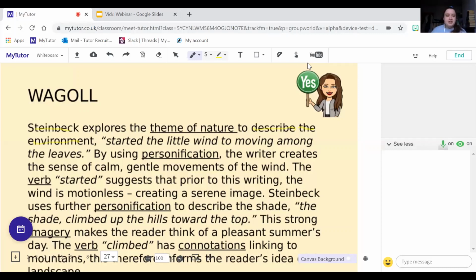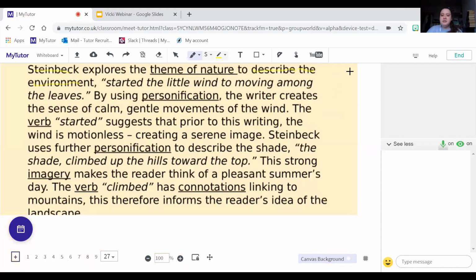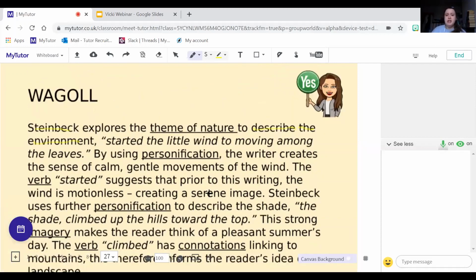Then I've got my evidence. "The shade climbed up the hills towards the top." And then this strong imagery, another piece of terminology, makes the reader think of a pleasant summer's day. The verb "climbed" has connotations. Connotations, if you're unsure, is a posh way of saying the things I think of when I hear this word, the ideas. I think of words that I associate with mountains. This therefore informs the reader's idea of the landscape. So I'm comparing the two in a sense, and I'm building on top of what I've said in the first one.